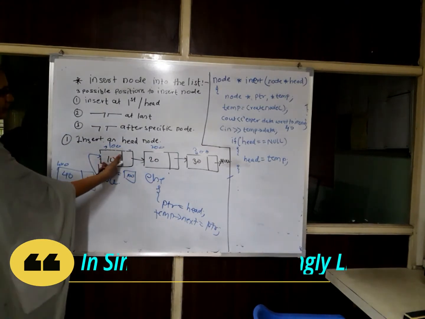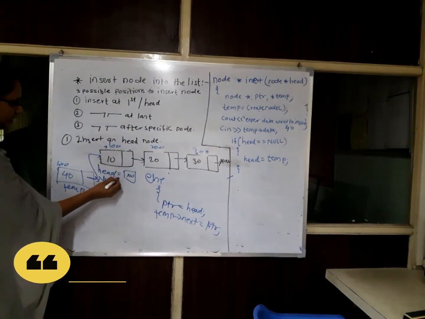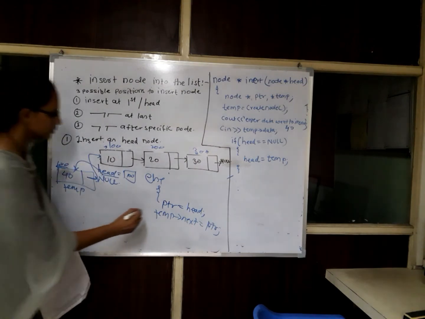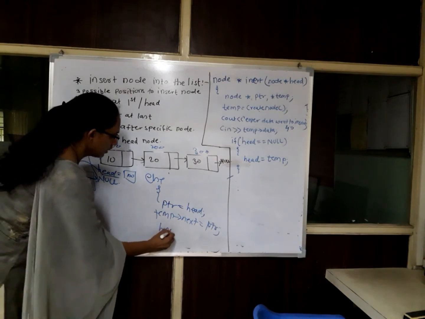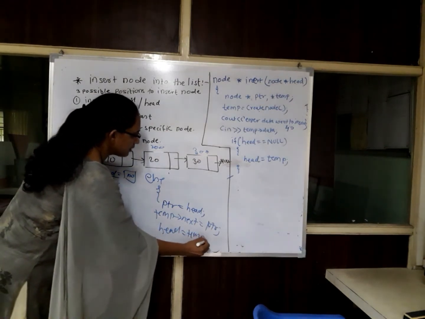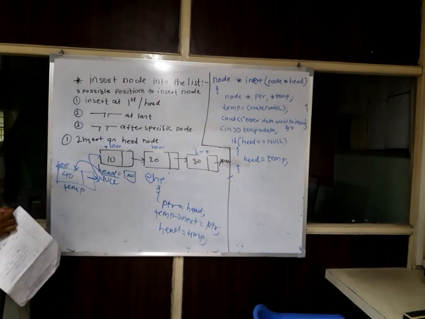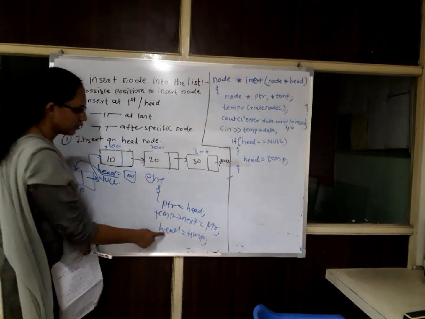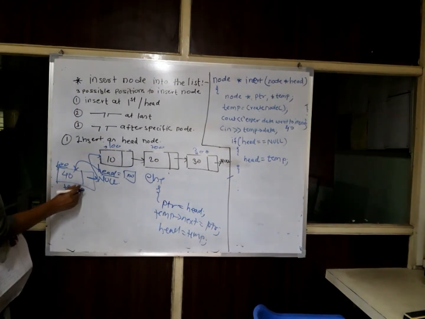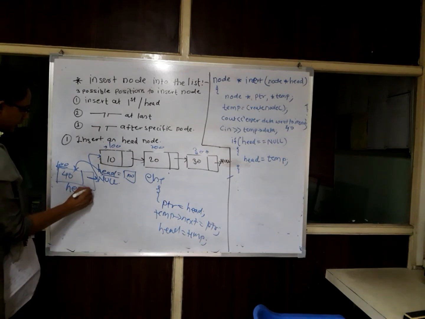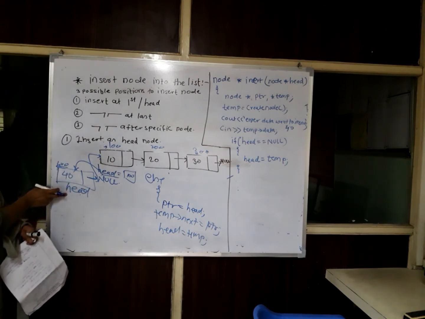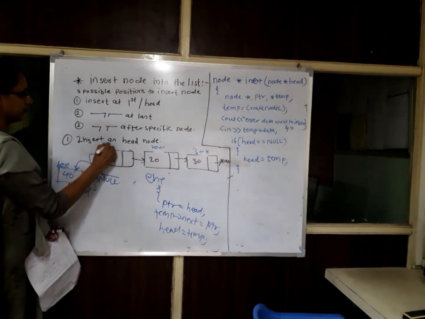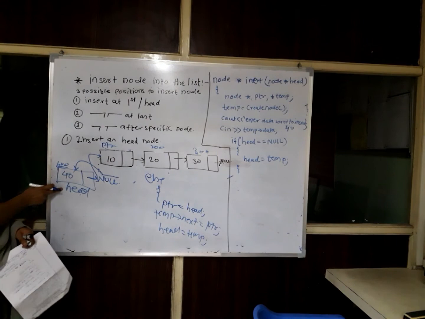So temp gets linked here. Now we have to move this head from 100 to here, that is 400. How to do? Head is equal to temp. Temp is nothing but a pointer variable which holds the address. So temp holds address 400, and that 400 is stored into the head. Now this becomes your head, that is the starting node of the list.